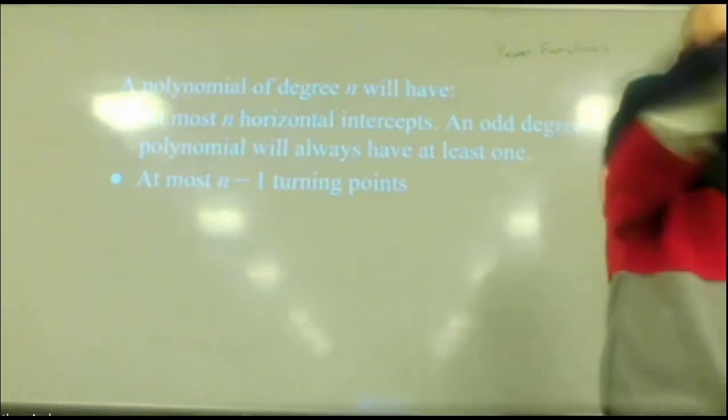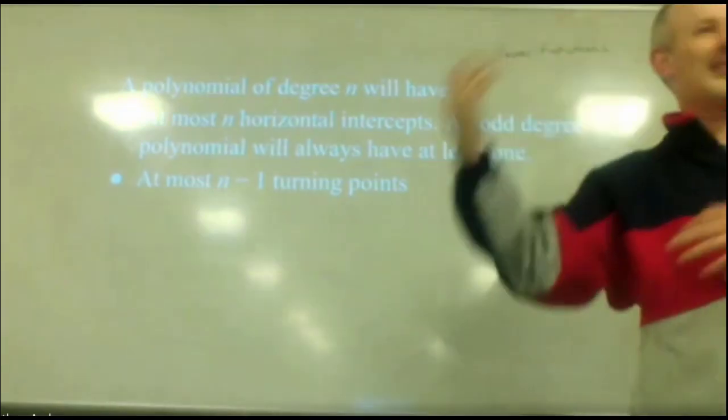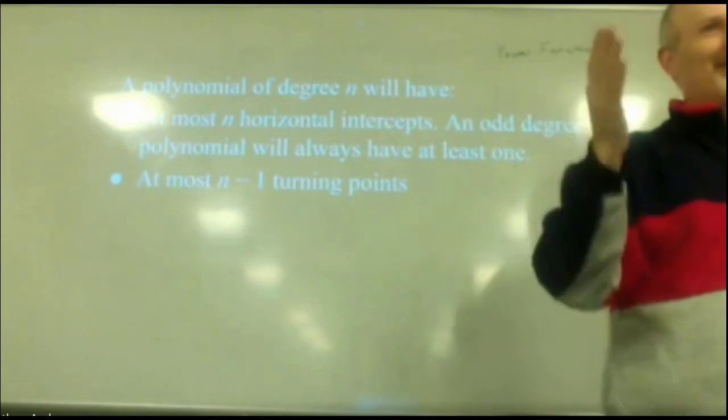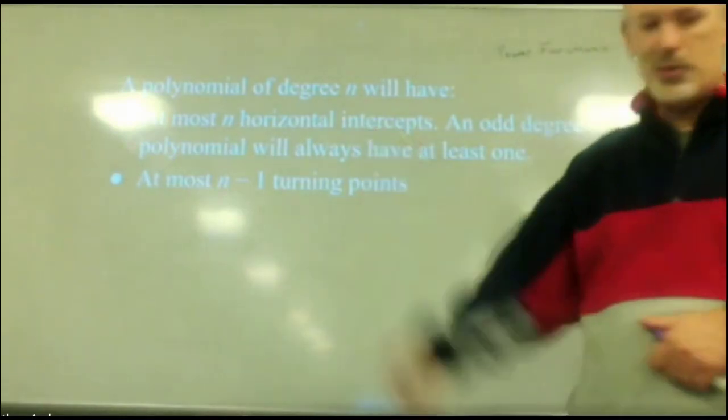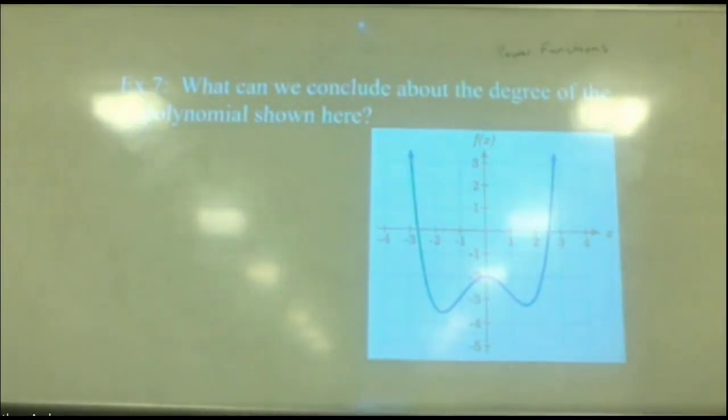Increasing means you're going up, decreasing means you're going down. So if it stops going up and starts going down, we call that a turning point. It's a very non-technical term, but it's a turning point, right? So it'll have at most 3 of those if the degree is 4. So look at this particular example.